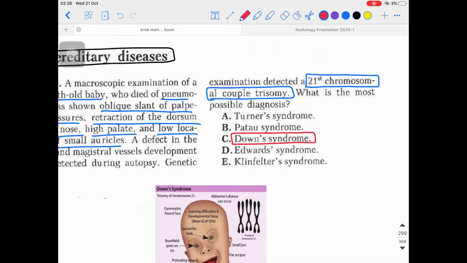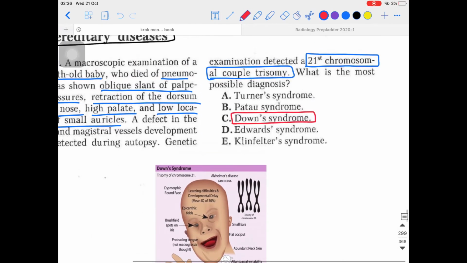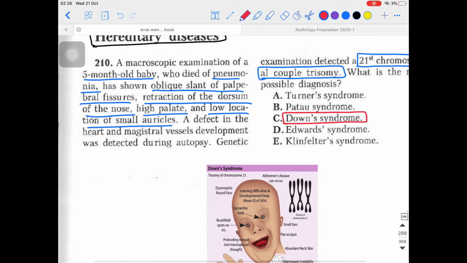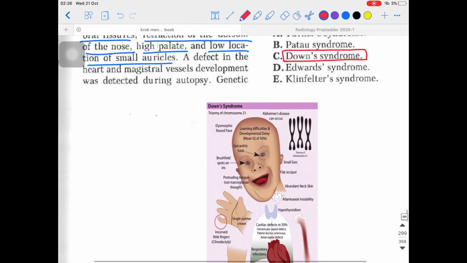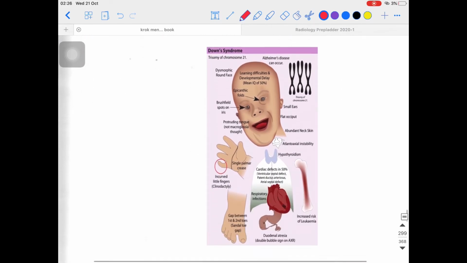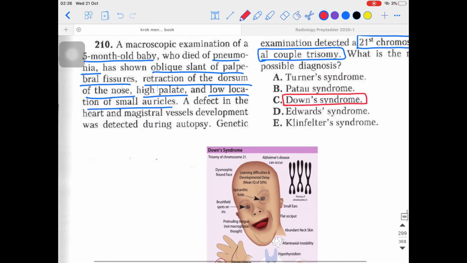What are the other signs which we need to look for? Because nowadays they're sometimes not directly giving you that there is a 21st chromosome trisomy. They'll be giving the signs and then you need to identify them. So here are some signs which I have inserted for you guys so that you can recognize the situation. This is one of the commonest trisomies seen in chromosomal abnormalities in children.